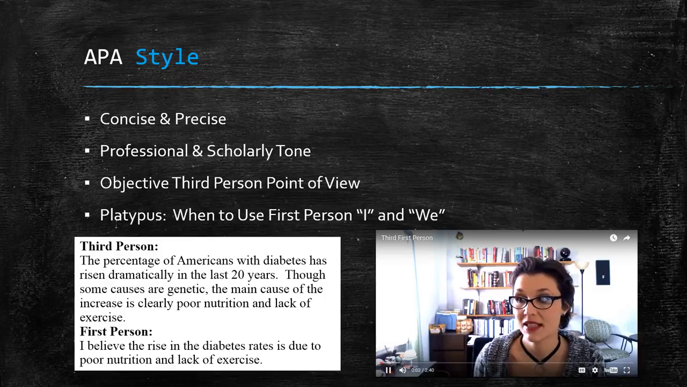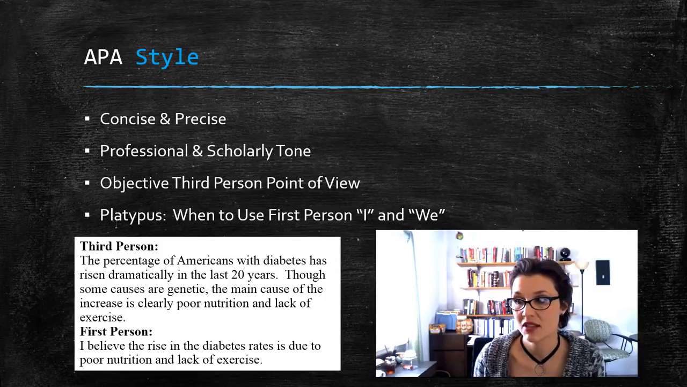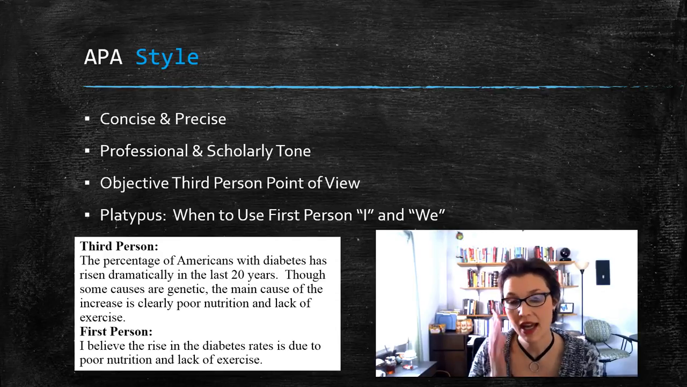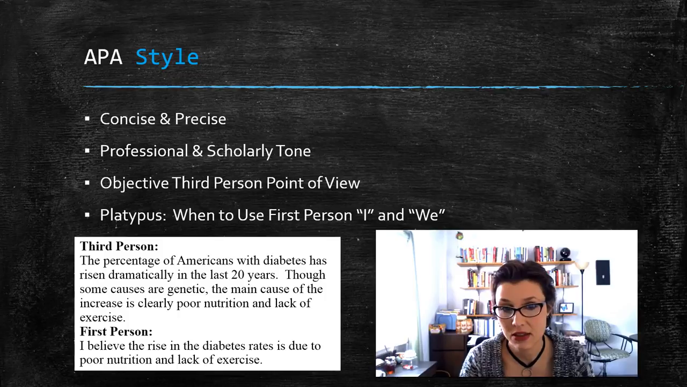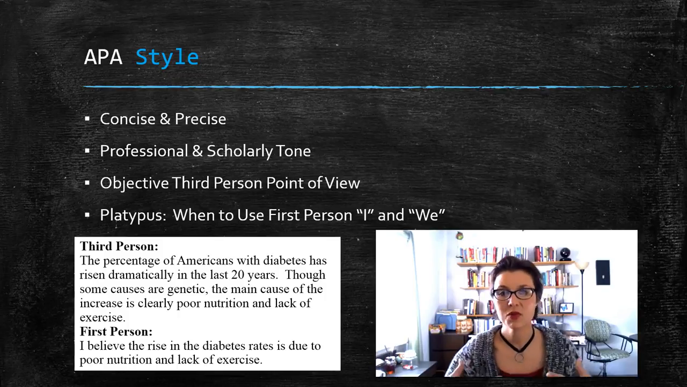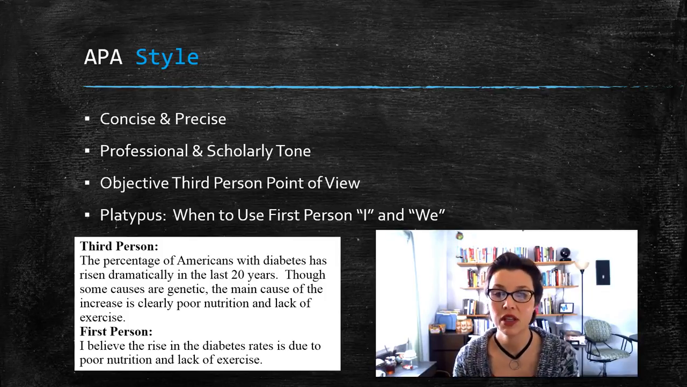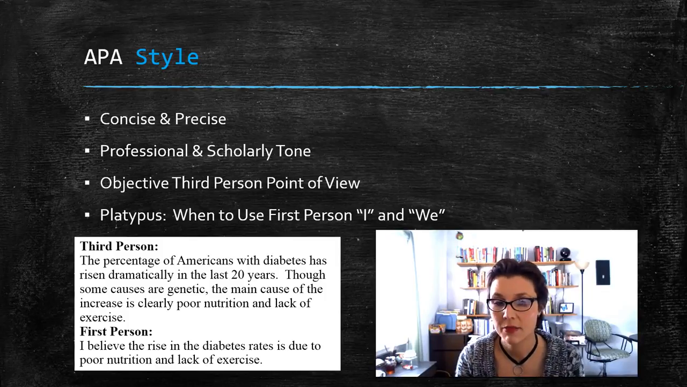Another part of APA style is using an objective third person point of view. Almost all of your professional writing and scholarly writing, regardless if it's APA, MLA, or Chicago, should have an objective third person point of view, which means you are being critical and analytical, and you are looking at it from the outside. You're not putting your own feelings and opinions in there. Instead, you're looking at it critically.